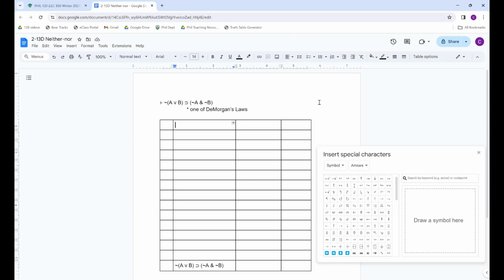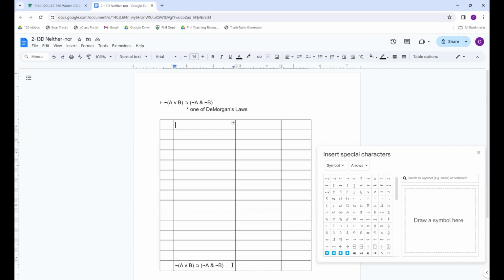In this video, we're going to prove this theorem. This is one of DeMorgan's laws. It's one of the neither-nor laws, you could say. It's one of the theorems that says that these are two ways of symbolizing neither-nor. So we'll construct a derivation to show that if this is true, then this also has to be true.